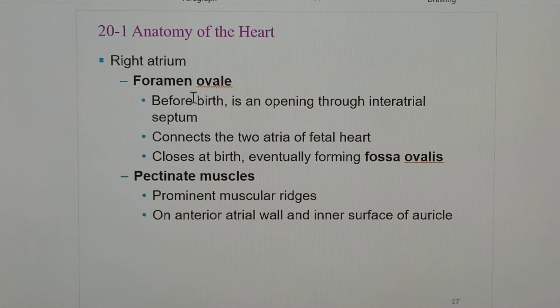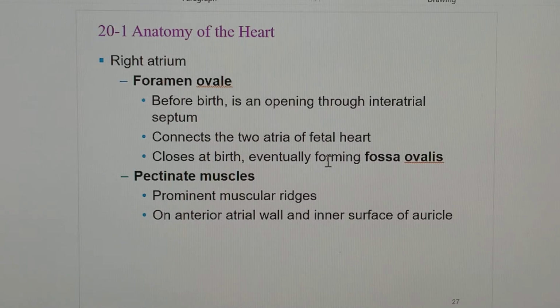Some key terms here. The right atrium contains a foramen ovale. Before birth it is an opening through the interatrial septum. It connects the two atria of the fetal heart and closes at birth, eventually forming the fossa ovalis. So we have the foramen ovale turning into the fossa ovalis at birth.